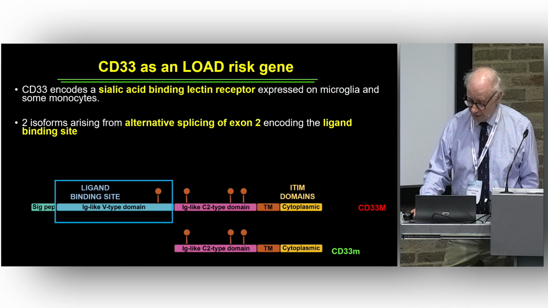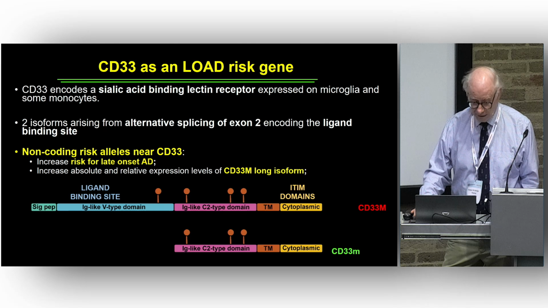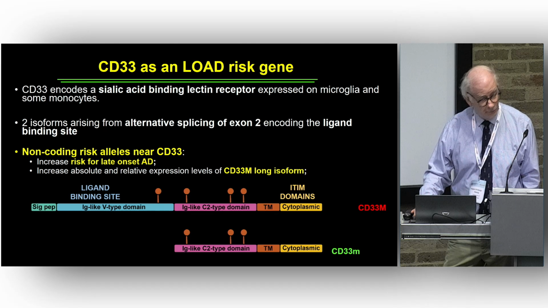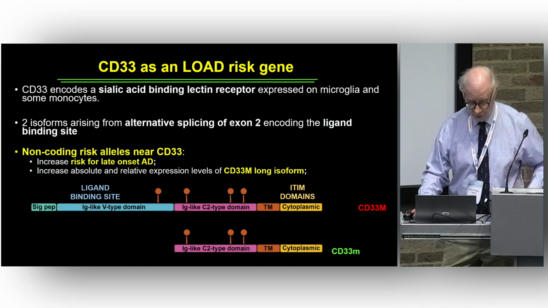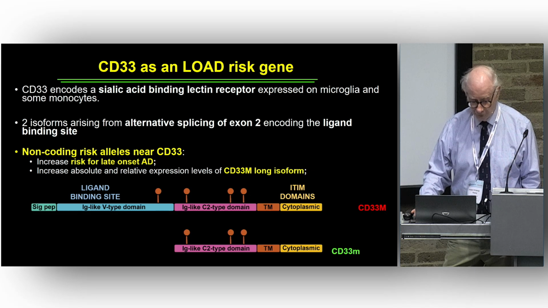So you have then two isoforms, and the relative splicing is modulated by non-coding risk alleles near CD33. And these risk alleles modulate the risk for Alzheimer's disease, and in the same direction, they modulate the absolute and relative expression of this long isoform. So the alleles that give you risk for Alzheimer's disease also increase the production of these long isoforms here.